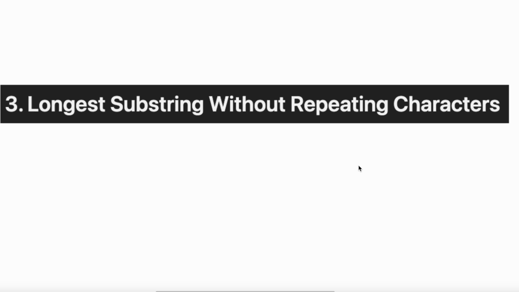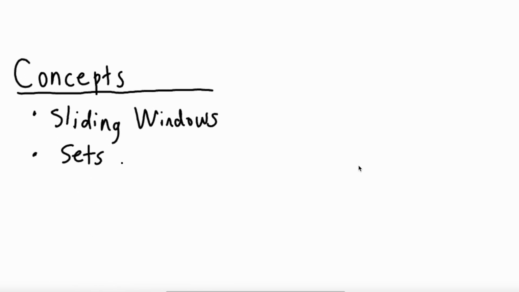Problem 3. Longest substring without repeating characters. To solve this problem, we need to know two concepts: sliding windows and sets. A sliding window is exactly what it sounds like. It's a window that slides over an array or a string. In our case, it's a string, but for the sake of example, let's consider this array.